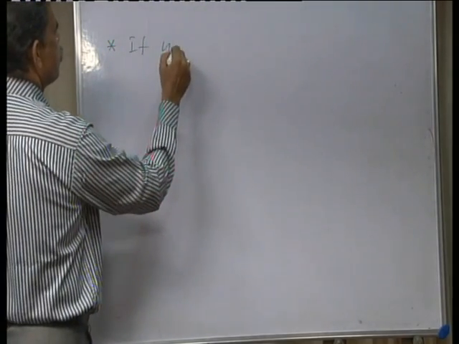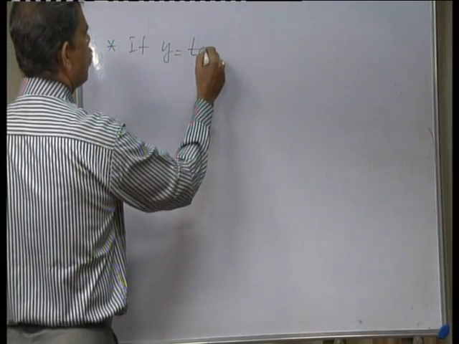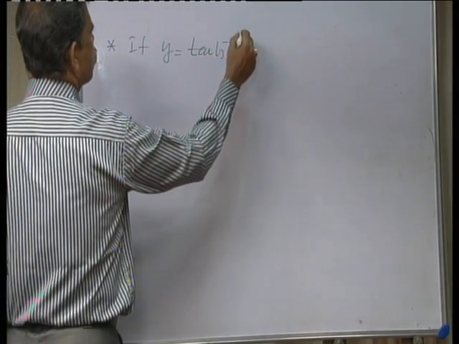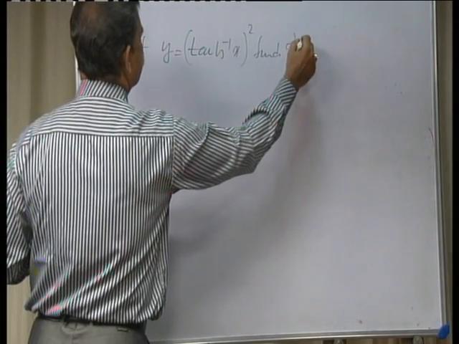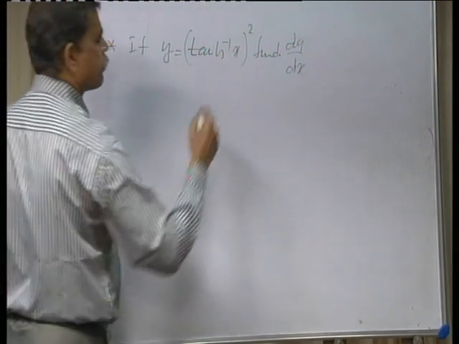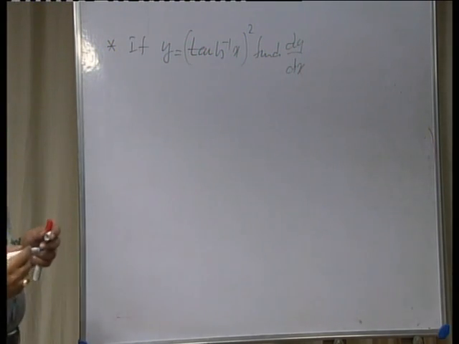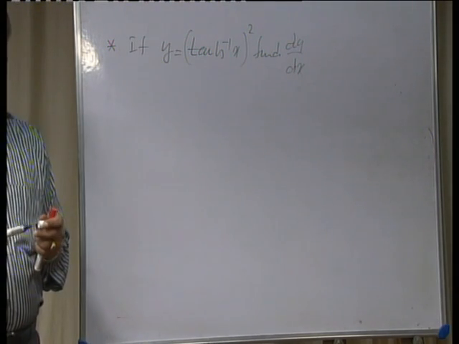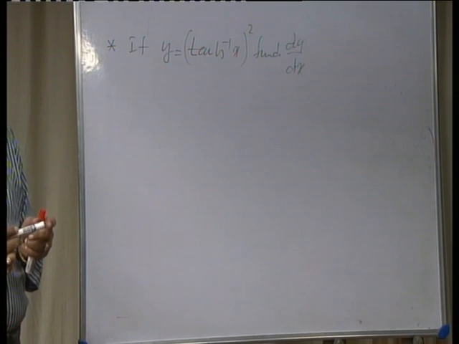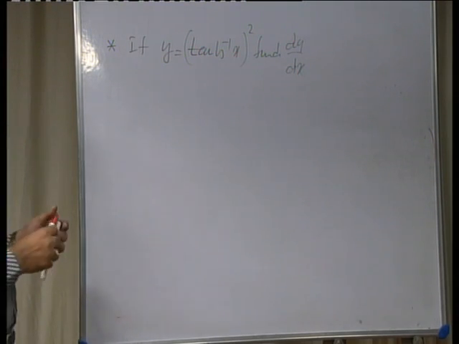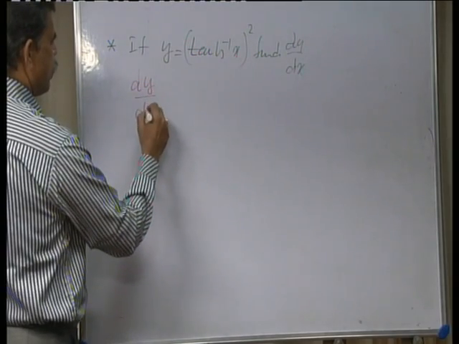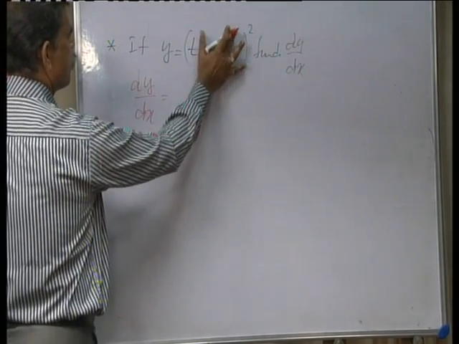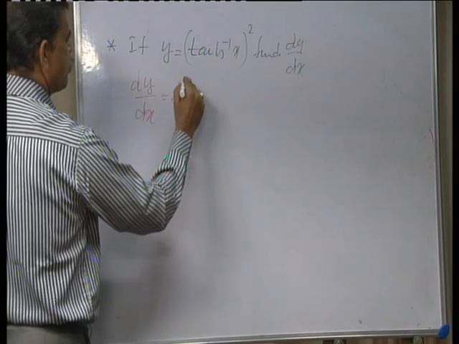If y is equal to tanh inverse x whole square, find dy by dx. This is y is equal to tanh inverse x whole to the power of 2. If you find dy by dx, it is of what? Function to the power of n into function.